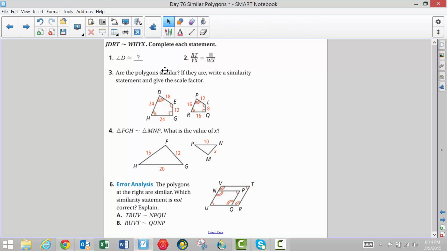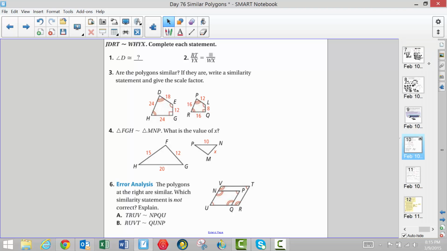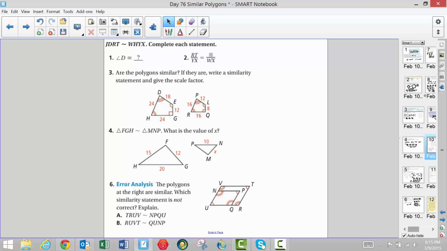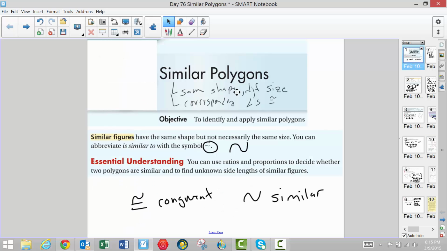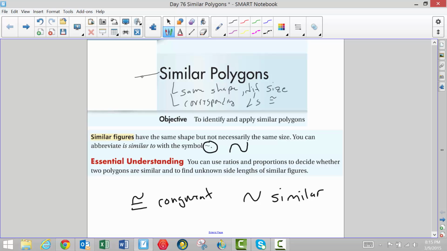So the key here is similar polygons. Let's review. Similar polygons: same shape, different size, corresponding angles are congruent, and now we can also add similar polygons also have congruent ratios between corresponding sides. So the angles have to be congruent and the ratios between the sides have to be congruent in order to be similar.